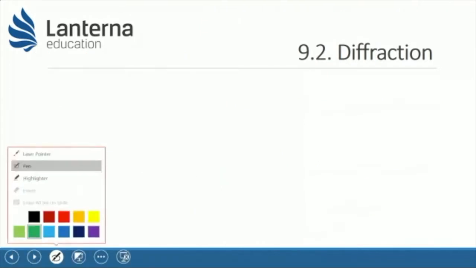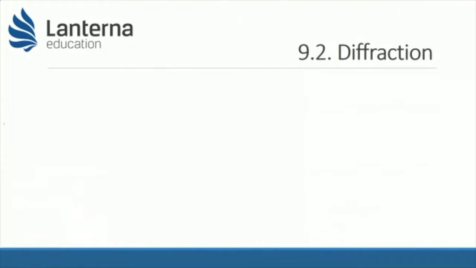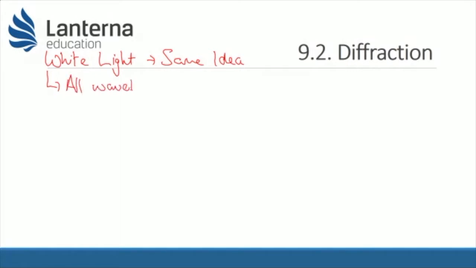Now, we also need to be able to comment similarly on white light. And really, it's the same idea. So everything we said before is perfectly fine. The longer wavelengths have their first minimum wider. But remember, whenever you ask about white light, always start by saying that this has all wavelengths of the visible spectrum.